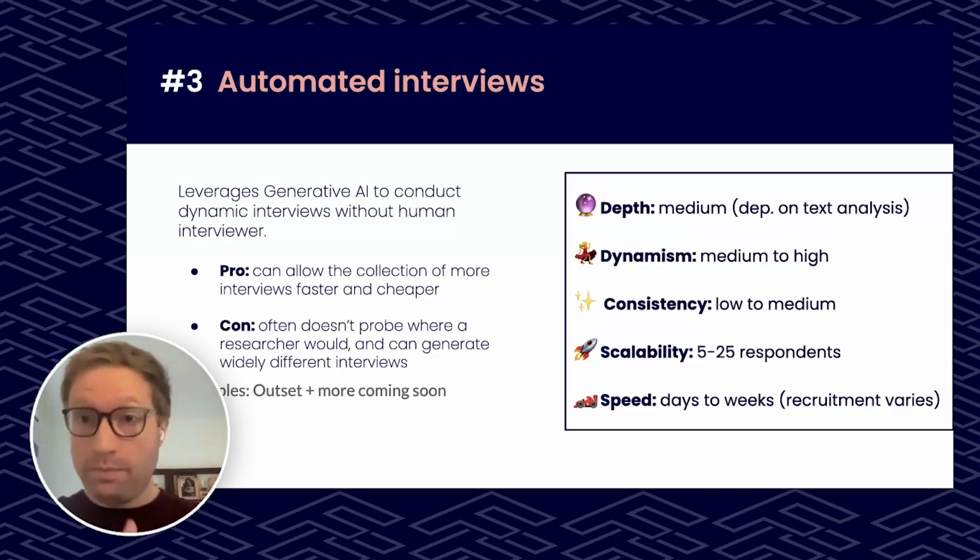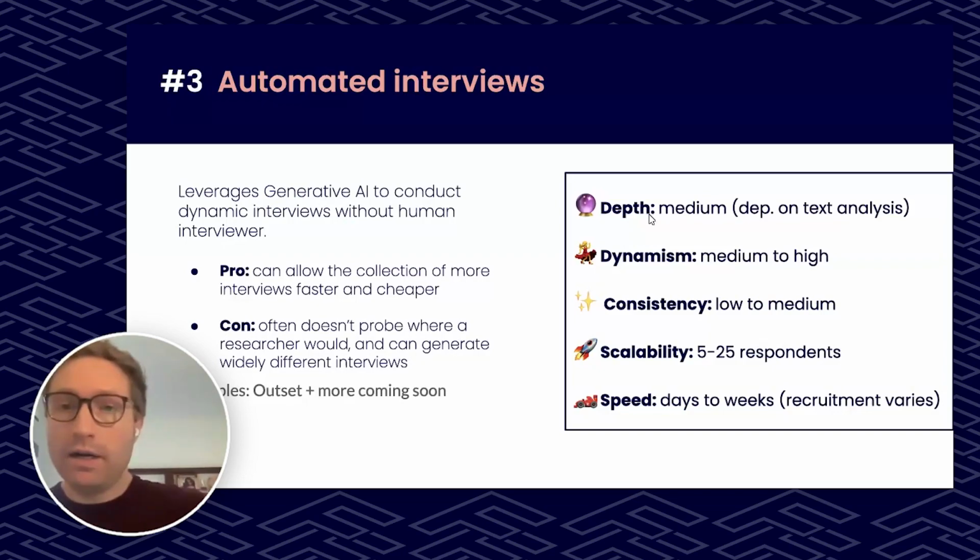Instead, you're getting dynamic prompting, which is valuable in its own right. And your trade-off is you're not getting that consistency. That's really what you want from scale. So in terms of depth, I would say this is a sort of a medium approach, somewhat like the sort of large focus group all at once. It does depend on the text analysis you're using for these outputs. If you do a really good job, maybe you can get a little bit higher.